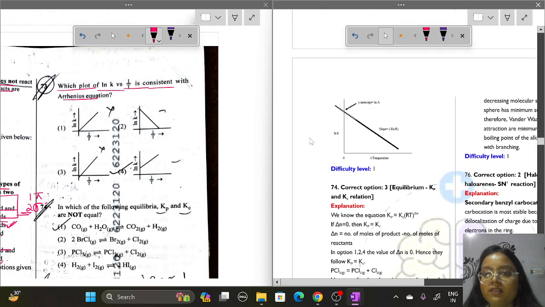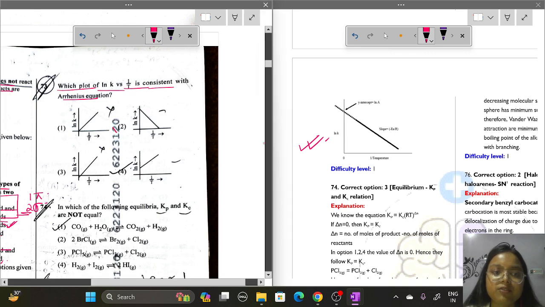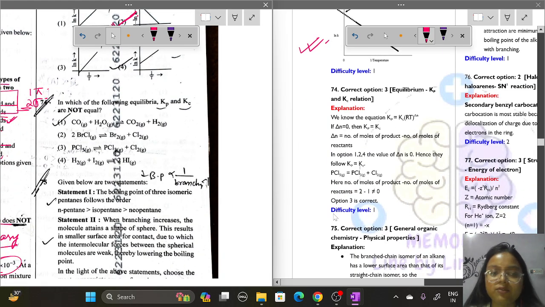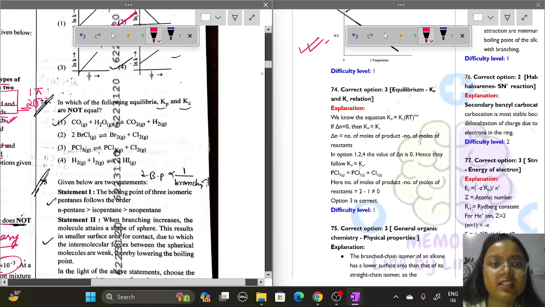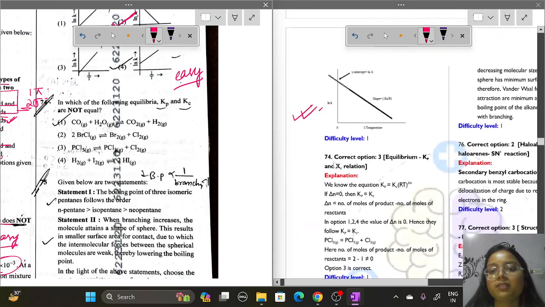So by this we will find out that it will be a negative plot. It will be the negative graph. Option number 2 is the correct option in this case. In question number 73, its difficulty level is easy. It is an easy type question. You have to just find out that if the slope is negative, then the graph will always be negatively deviated.